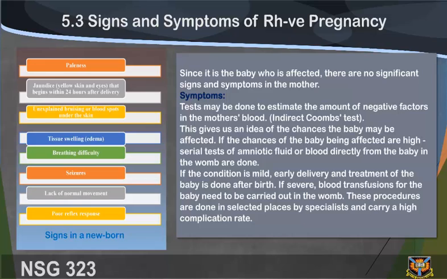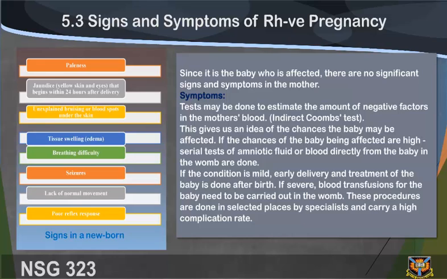5.3. Signs and symptoms of Rh negative pregnancy. Paleness, jaundice, yellow skin and eyes that begin within 24 hours after delivery. Unexplained bruising or blood spots under the skin, tissue swelling, edema, breathing difficulty, seizures, lack of normal movement, poor reflex response. Since it is the baby who is affected, there are no significant signs and symptoms in the mother.